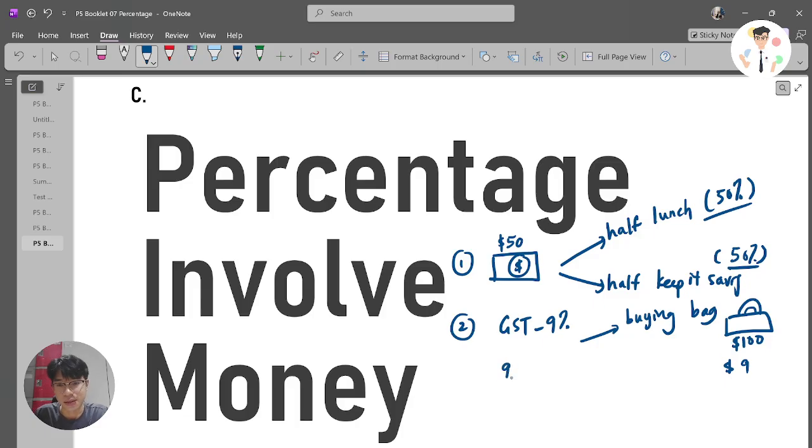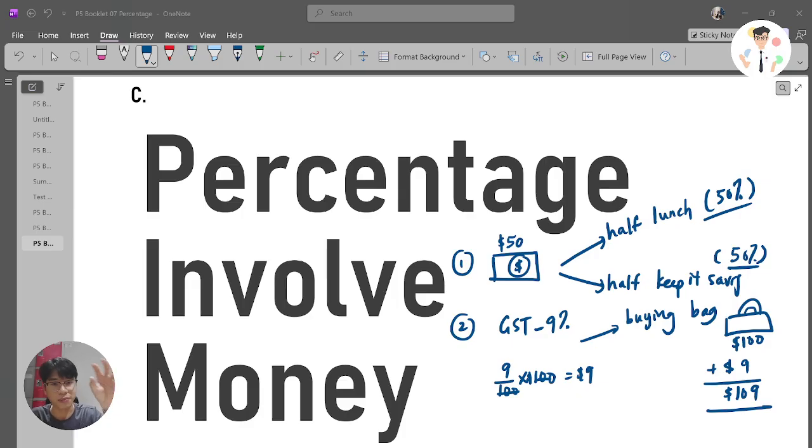Because 9% means 9 over 100 times $100 is $9. So the shop will charge you an extra $9. So the amount that you will pay is $109. And this amount we need to return back to the government. Okay, so that is basically what GST means. It's again a tax that the government imposed to help Singapore to grow. So you need to pay an extra 9%.